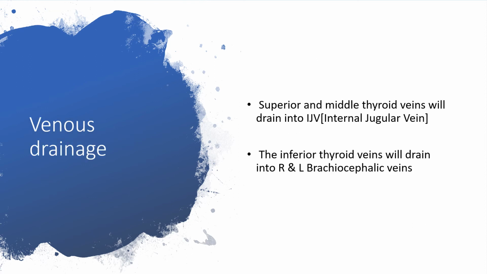Venous drainage. Superior and middle thyroid veins will drain into the internal jugular vein, while the inferior thyroid veins will drain into the right and left brachiocephalic veins.